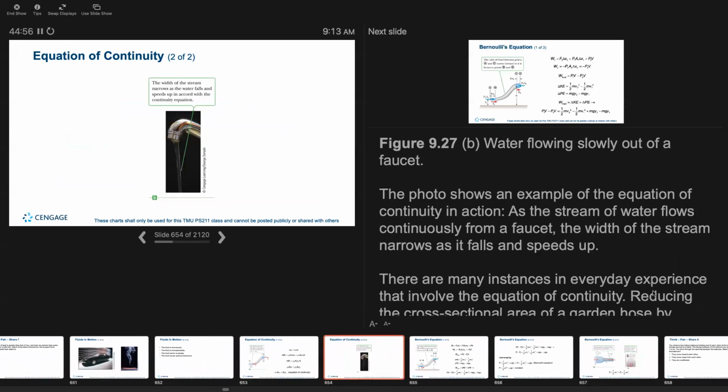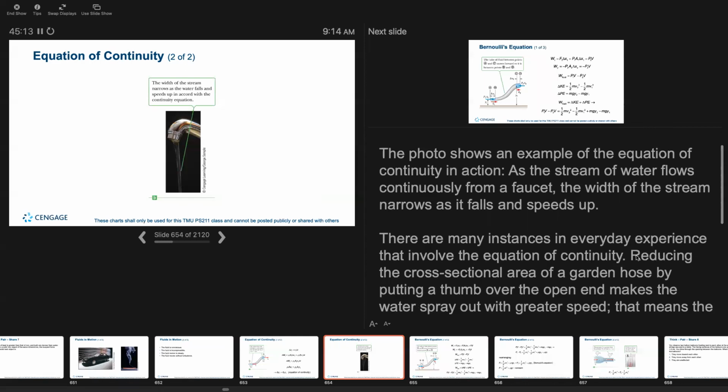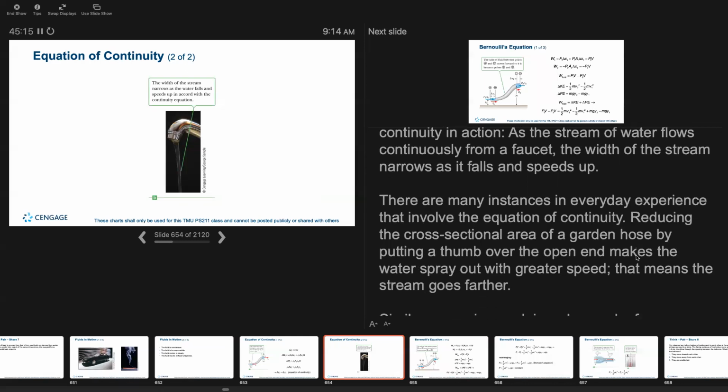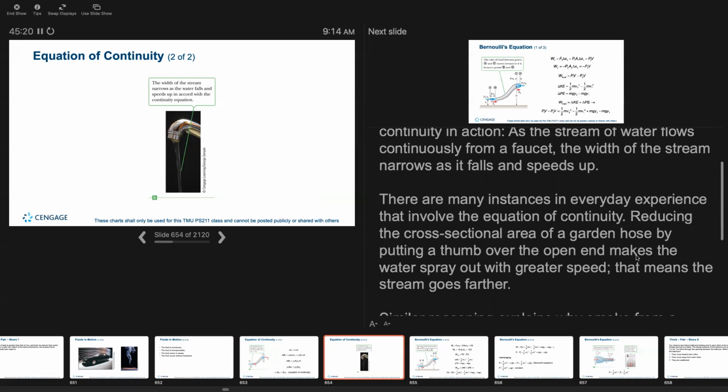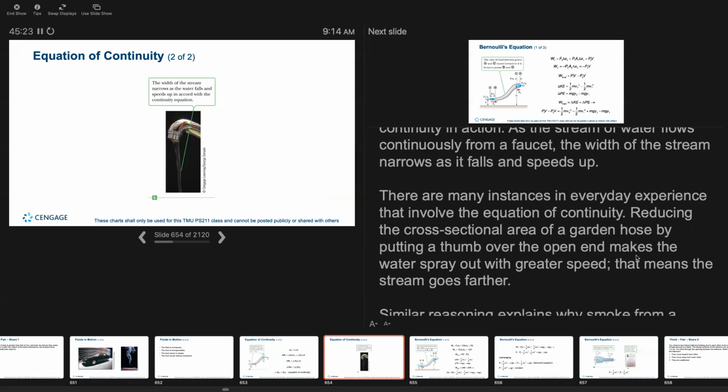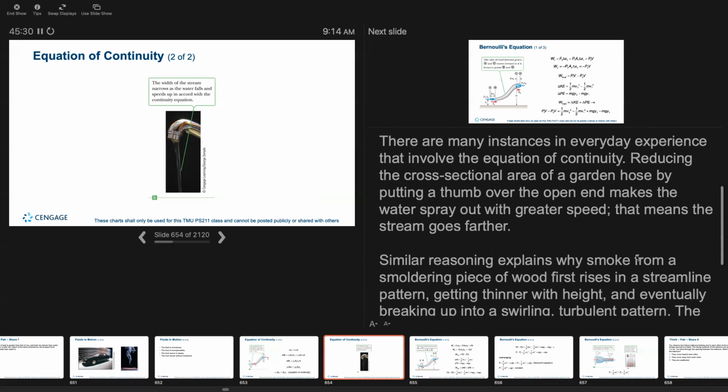So in this figure, we have water flowing slowly out of a faucet. The photo shows an example of the equation of continuity in action as the stream of water flows continuously from a faucet. The width of the stream narrows as it falls and speeds up. There are many instances in everyday experience that involve the equation of continuity. Reducing the cross-sectional area of a garden hose by putting a thumb over the open end makes the water spray out with greater speed. That means that the stream goes farther.